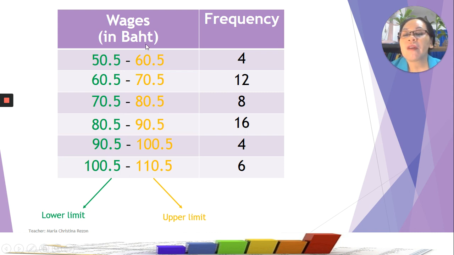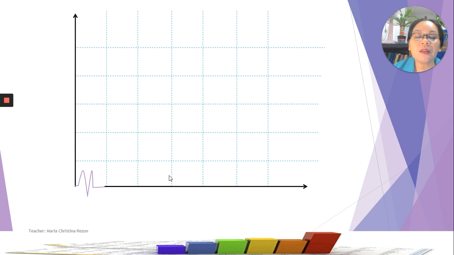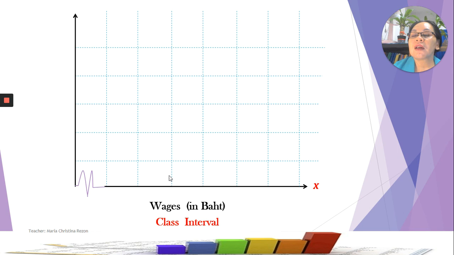Then we have here our data now as an exclusive or continuous data and ready to make a histogram. So let's have your x-axis, which is for your class interval, which is wages in baht, and then for your frequency, you have your y-axis there.